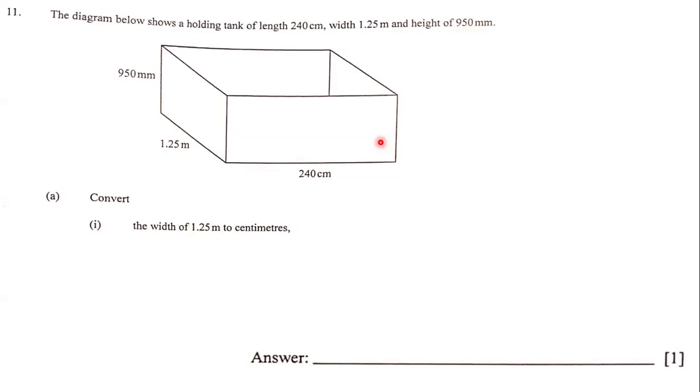Yes, sir. Go ahead and read this question for me, please. The diagram below shows a holding tank of length 240 centimeters, width 1.25 meters, and height of 950 millimeters. A, convert the width of 1.25 meters to centimeters.